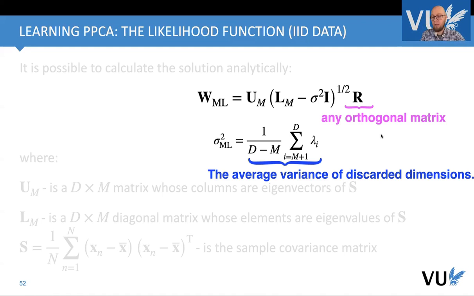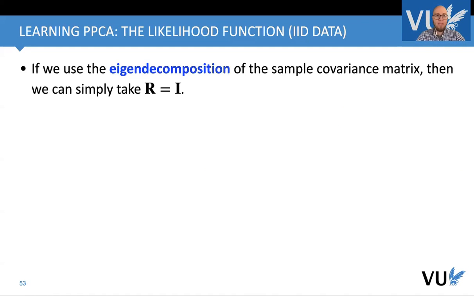Reflection could also be described by an orthogonal matrix. So if we use the eigendecomposition of the sample covariance matrix, then we can simply take R equal to the identity matrix. The identity matrix is also an orthogonal matrix. The definition of an orthogonal matrix is that if we take, for instance, R times R transposed or R transposed times R, this should give us the identity matrix. So if we calculate everything analytically, we should end up with a simple solution, that is simply R equals identity.